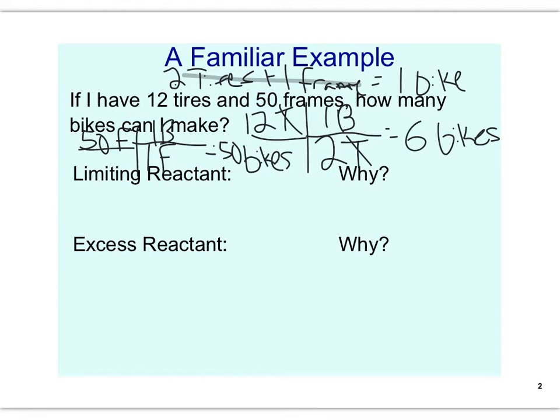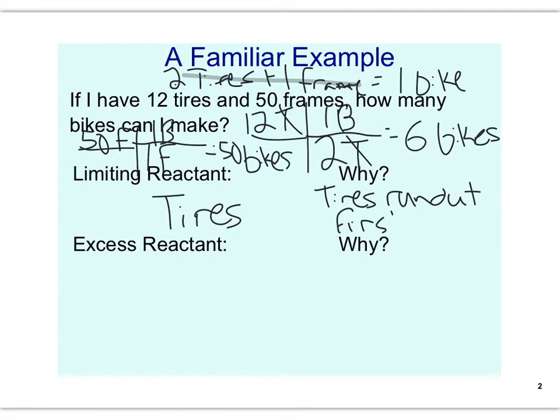So in this case, our limiting reactant, that is the thing that's limiting us from making more product, or really just what's holding us back, is going to be our number of tires. We just don't have enough tires to build all the bikes that we would want. Why? Because the tires run out first. And that makes frames then our excess reactant. Why? Well, we have extras.